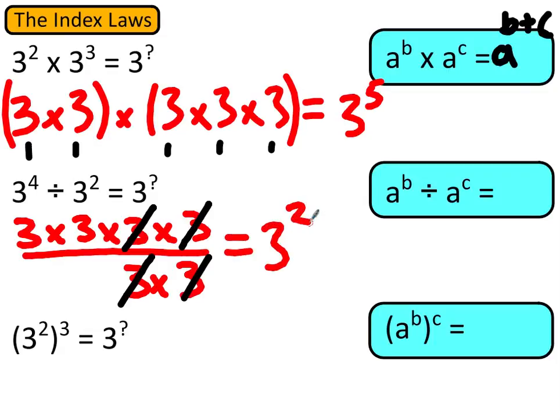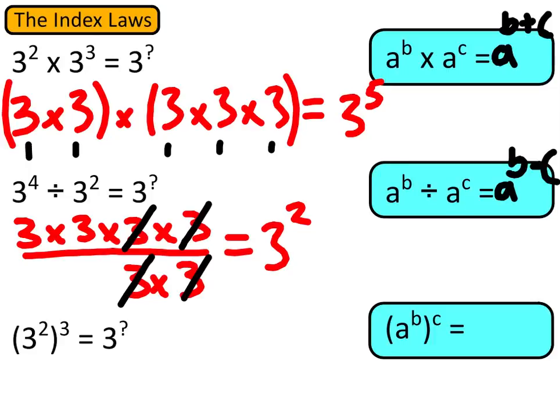So you may have already guessed the pattern for this question. If I do a divide sign, then what happens is one index is taken away from the other. So a to the b divided by a to the c would be a to the power of b minus c. The final one is the multiplication rule, which is 3 squared cubed.